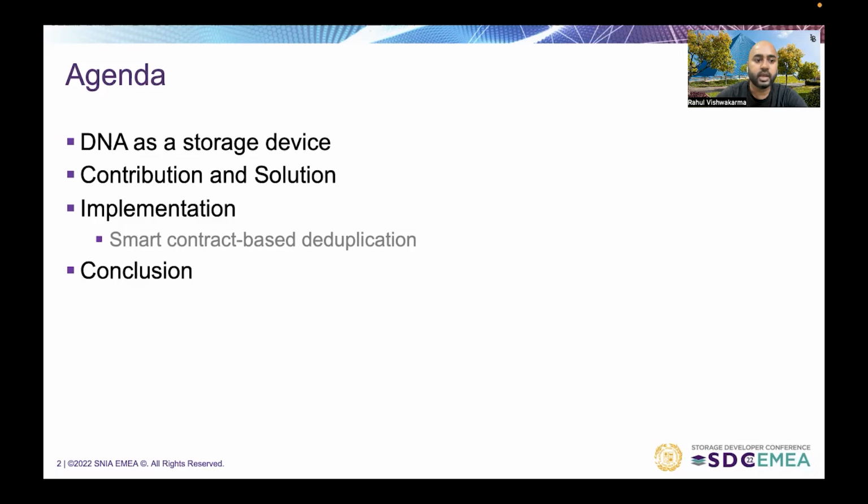Then we will show the implementation, which is smart contract based deduplication, along with the reason why we are using deduplication, which will be a smart contract for pushing the metadata to the blockchain. And for the concluding remarks, we will discuss a few other storage media which can be used instead of DNA, and possible challenges when we store the data in DNA and then when we read it.